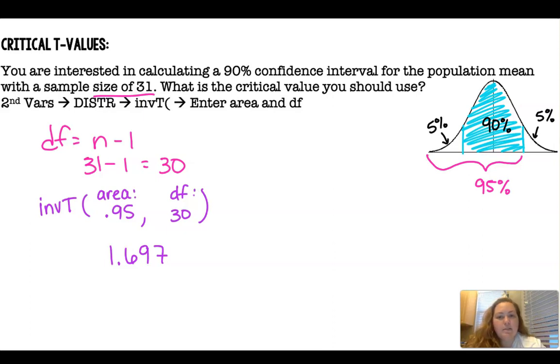There are not really t star values to memorize because they always depend on the degrees of freedom. There are too many of them at 90, 95, and 99% to memorize, but you want to know how to calculate these using your calculator.